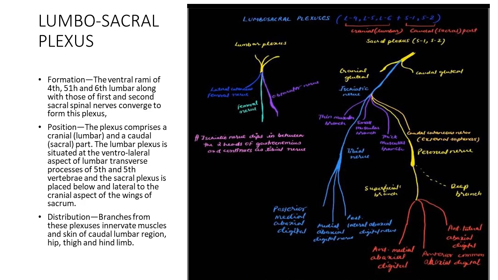The lumbosacral plexus is formed by the ventral rami of the 4th, 5th, and 6th lumbar spinal nerves, along with the 1st and 2nd sacral spinal nerves. It is located at the ventrolateral aspect of the lumbar transverse processes and supplies the muscles and skin of the thigh, hind limb, and caudal lumbar region.